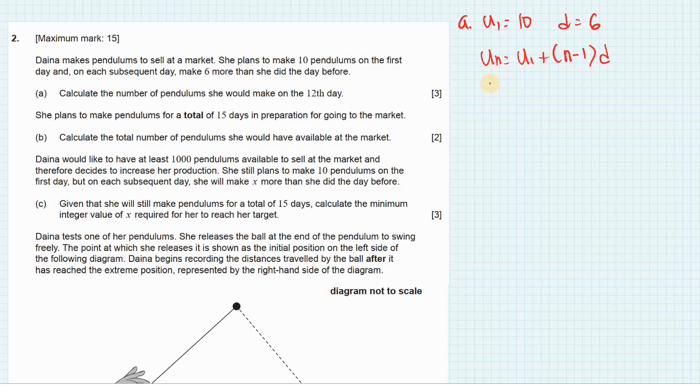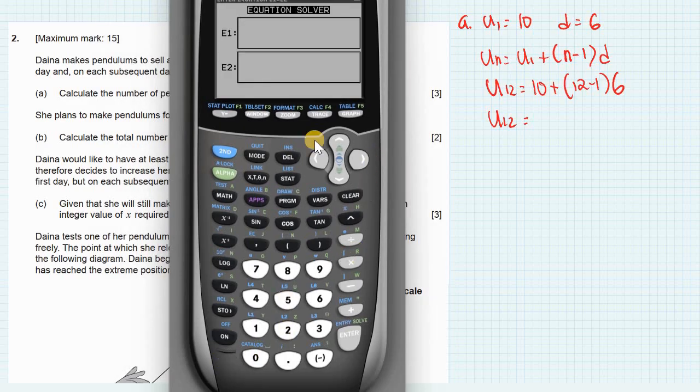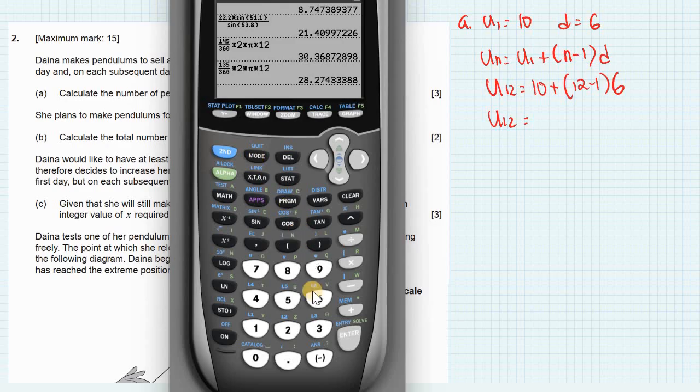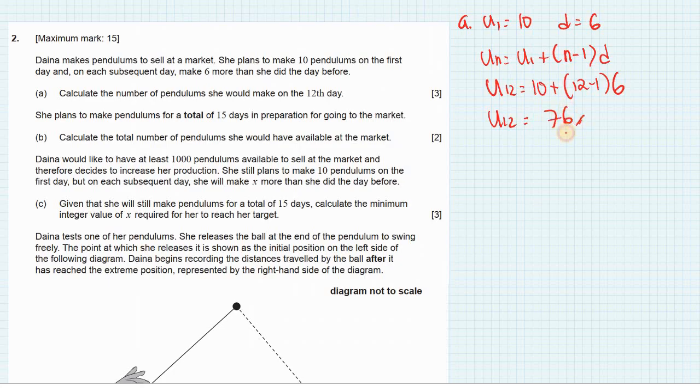So the 12th day, U12, is U1, which is 10, plus 12 minus 1 times the difference, which is 6. Let's input it to our calculator: 10 plus 12 minus 1 is 11, times 6. We'll end up with 76. That's question A.